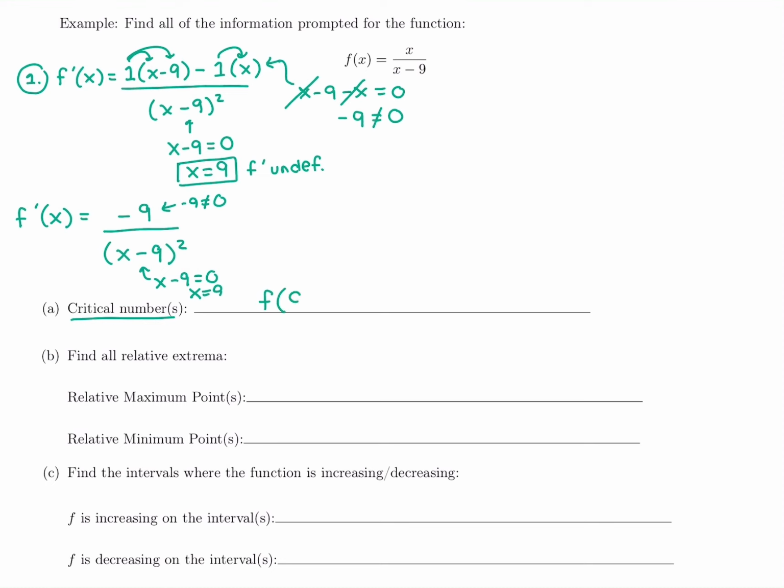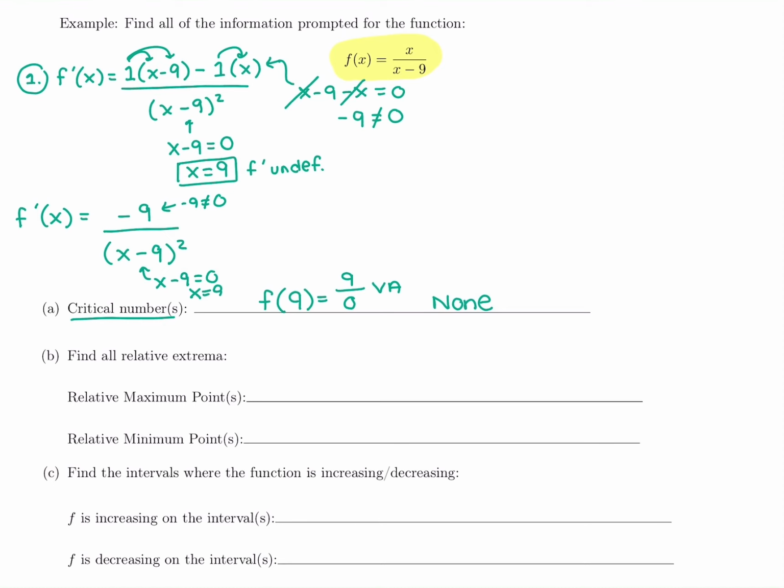So I'm going to check if this is a critical number or not. I'm going to plug in 9 to the original function, this x over x minus 9. So plugging it in, I would get 9 in the top, and 9 minus 9 in the bottom is 0. We get 9 divided by 0. A number over 0 tells us this is a vertical asymptote, so there are no critical numbers. The one and only place that could have been a critical number because it gave us an undefined derivative doesn't go into the original, so it's not called a critical number.